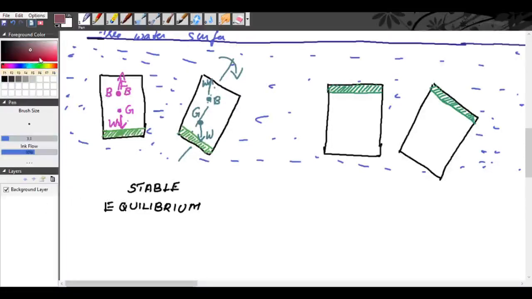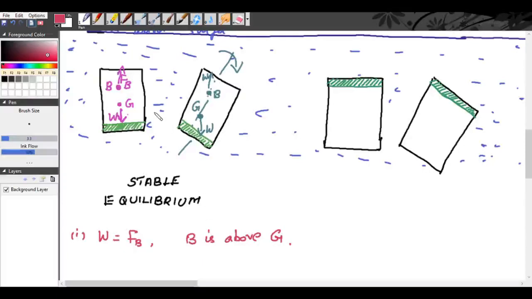So now the conditions of stable equilibrium: the first condition is when the weight of the body is equal to the buoyant force, if the center of buoyancy B is above G, then we say the body is in stable equilibrium. So this is the condition for a fully submerged body to be in stable equilibrium, that is B is above G. Center of buoyancy is above the center of gravity.